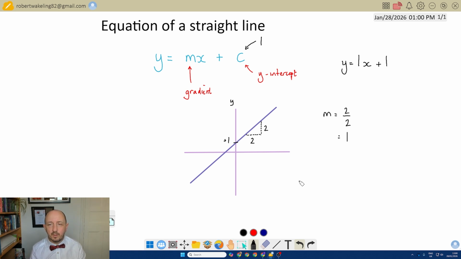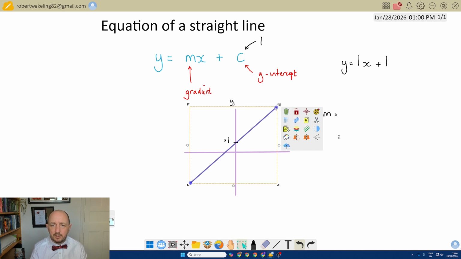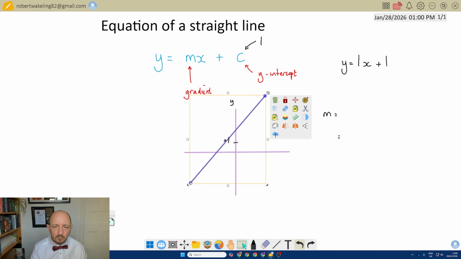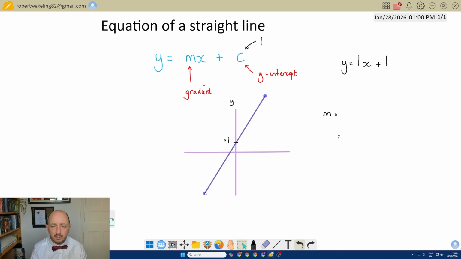y-intercept. Okay, let's change the gradient slightly of our line. So let's just rub this out for a minute. And we're going to change the gradient and make it a little bit steeper, like this. I'm still going to make it go through +1. So my equation will still be y = something x + 1. The +1, the y-intercept hasn't changed.